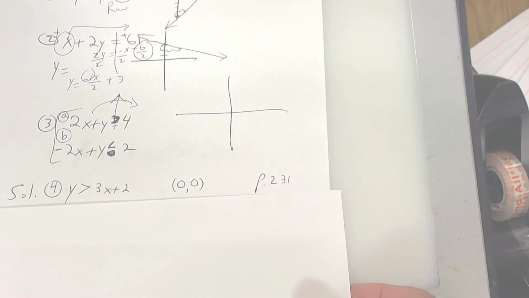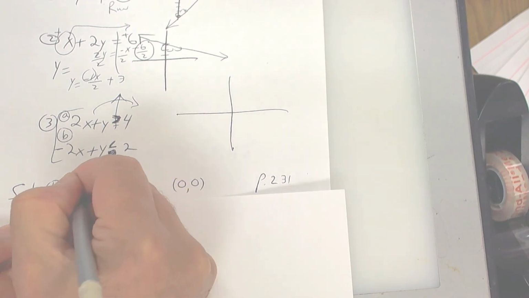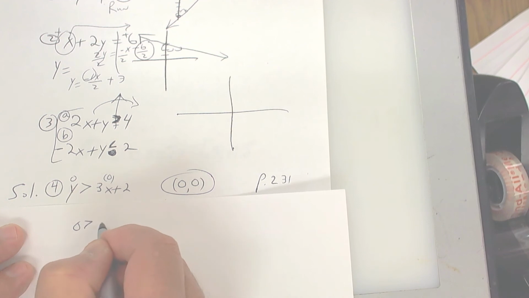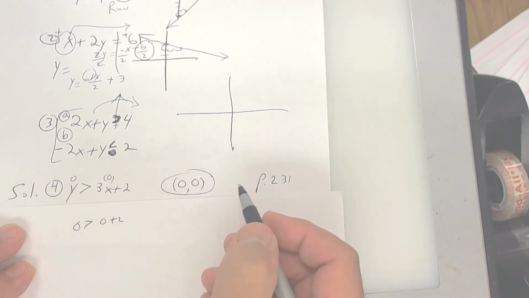This one right here wants to know if it's a solution. Well, this is kind of like a test point. So you'd use 0, 0 right here. And you'd get 0 is greater than 0 plus 2. 0 is not greater. That's false.